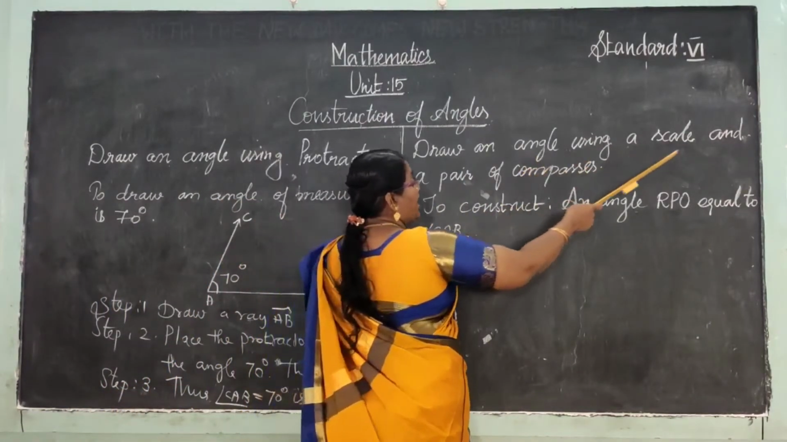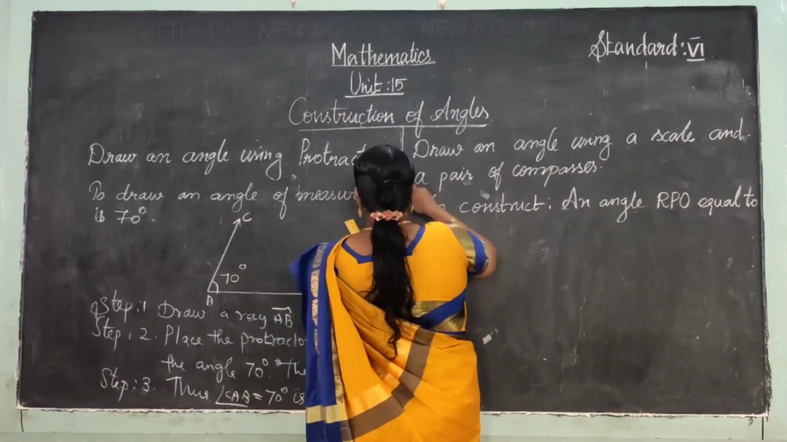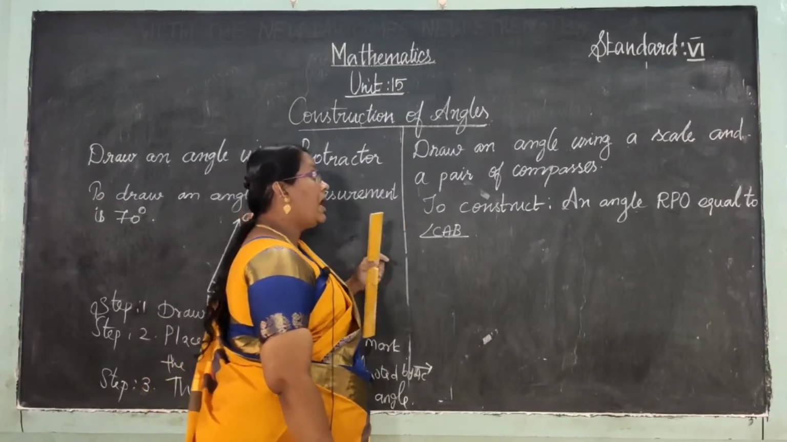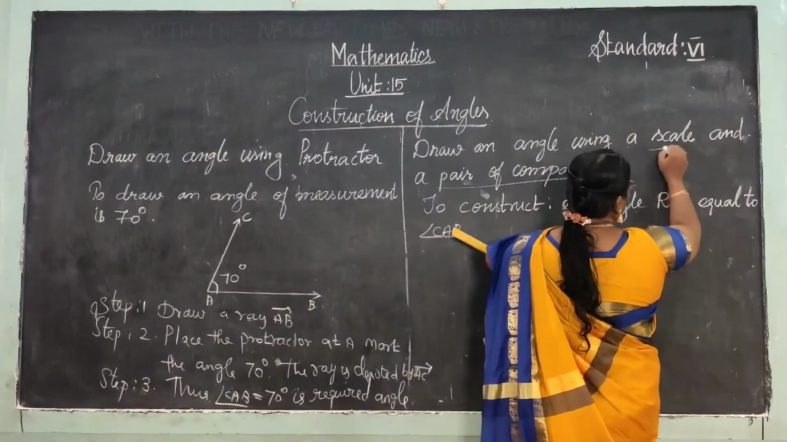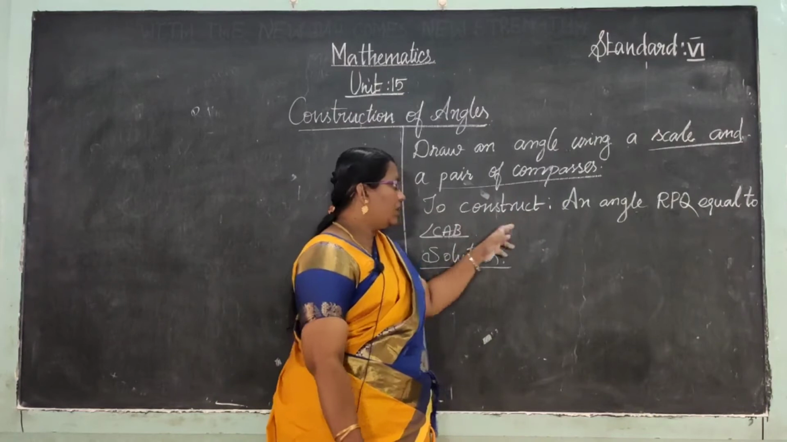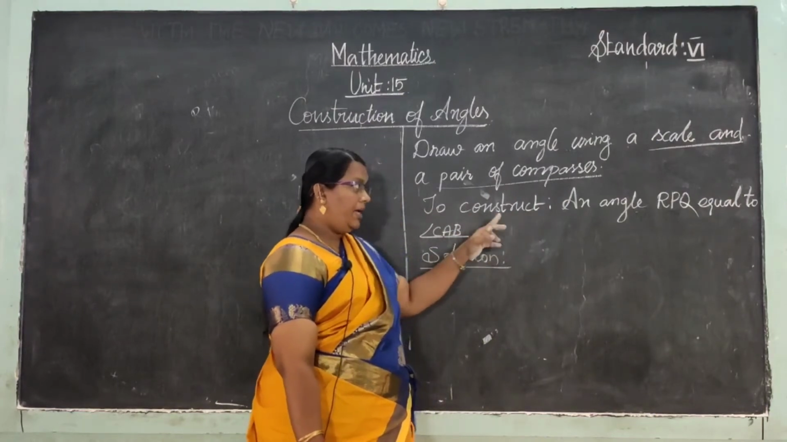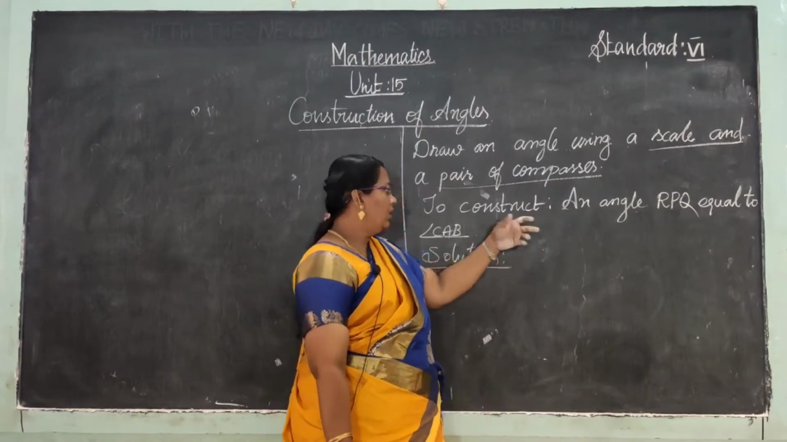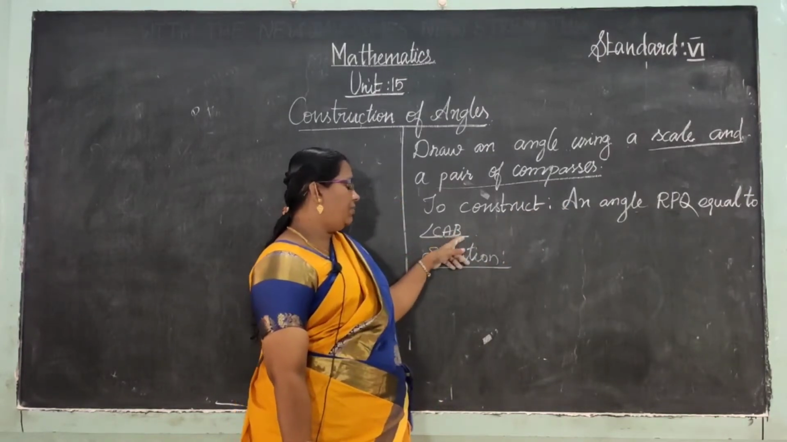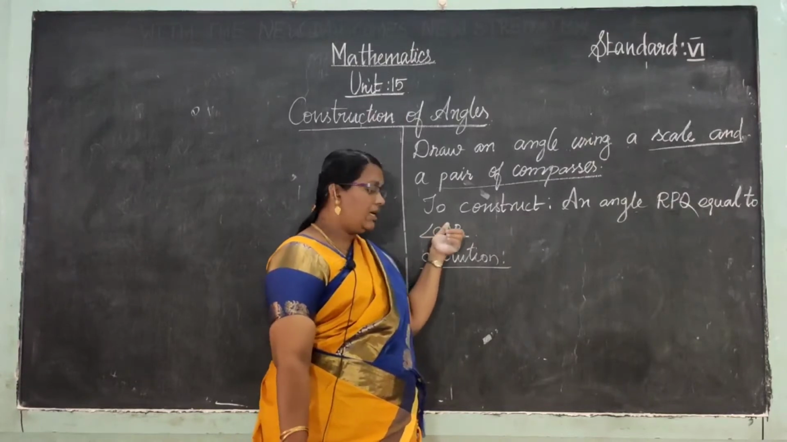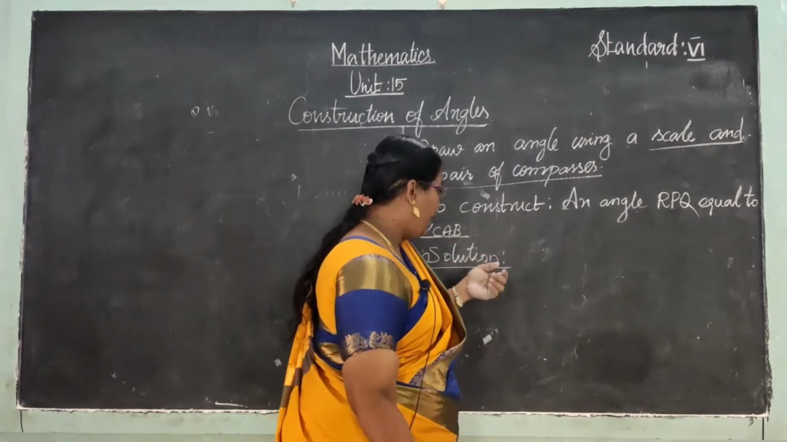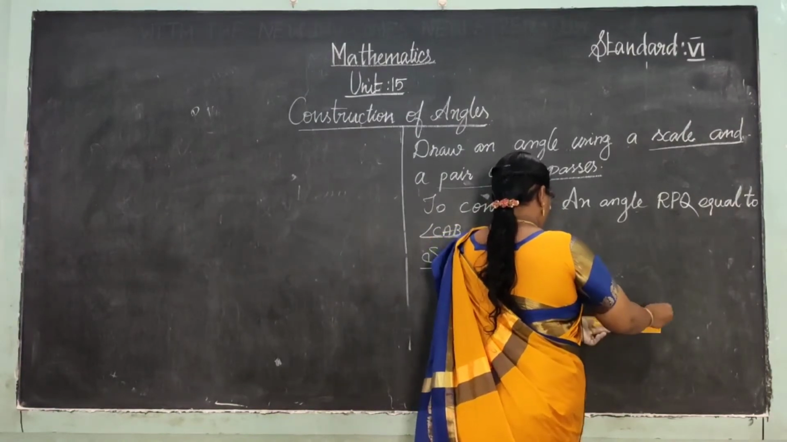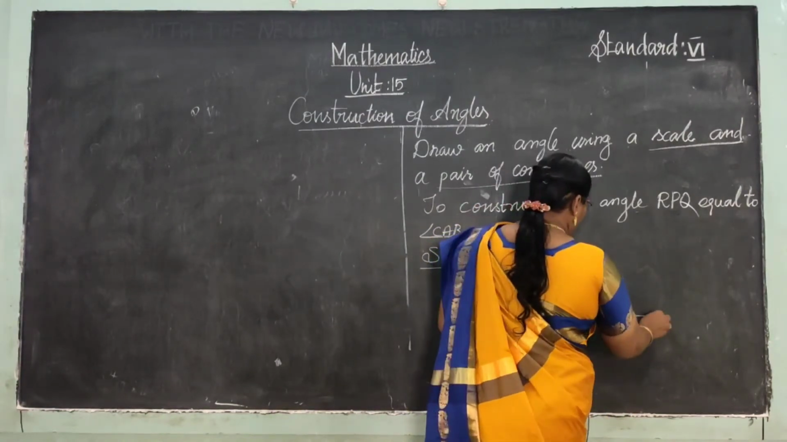Draw an angle using a scale and a pair of compasses. Earlier we used the geometrical equipment protractor. Here we use the pair of compasses and scale. To construct an angle RPQ equal to the angle CAB, first we have to draw the angle CAB. First draw the ray AB.